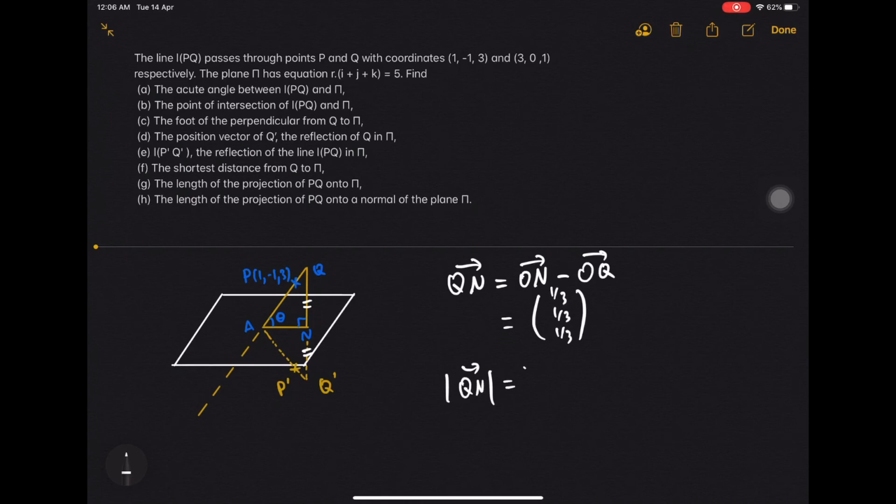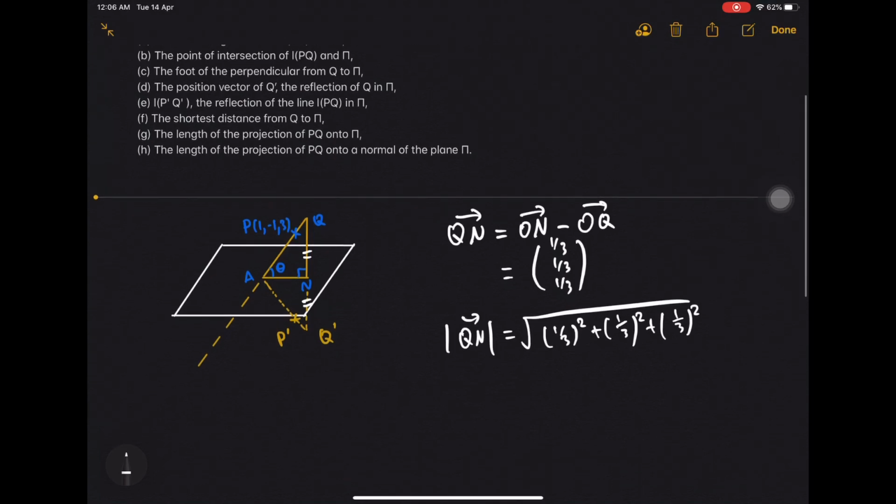So it's going to be the square root of my 1 over 3 squared plus my 1 over 3 squared plus my 1 over 3 squared. Once you press this inside the calculator, you get something like this: square root 3 over 3, and if you rationalize it, you get 1 over square root 3.